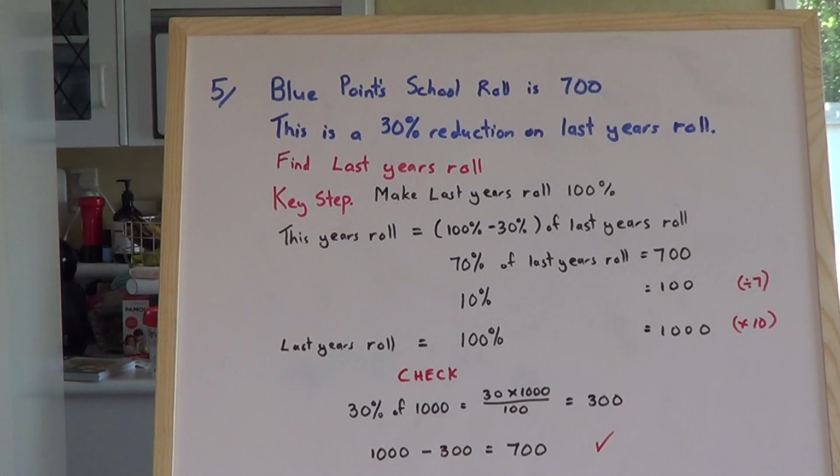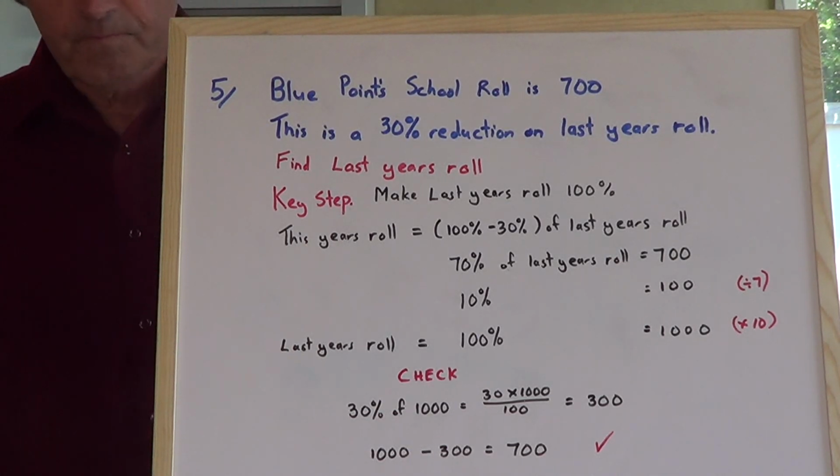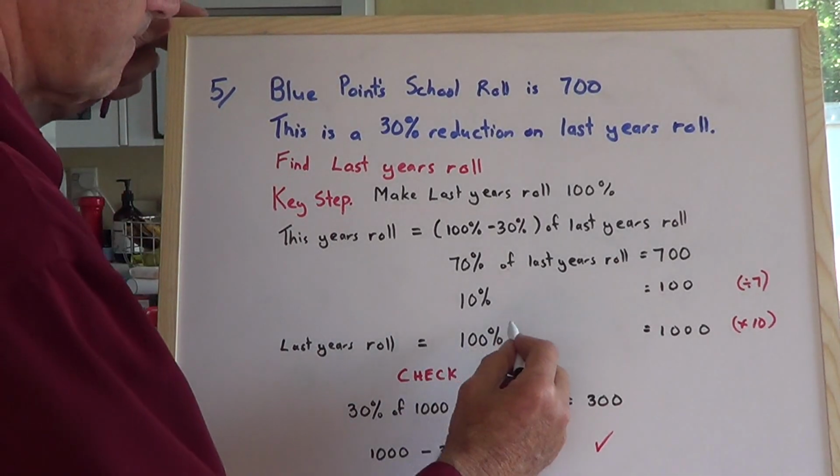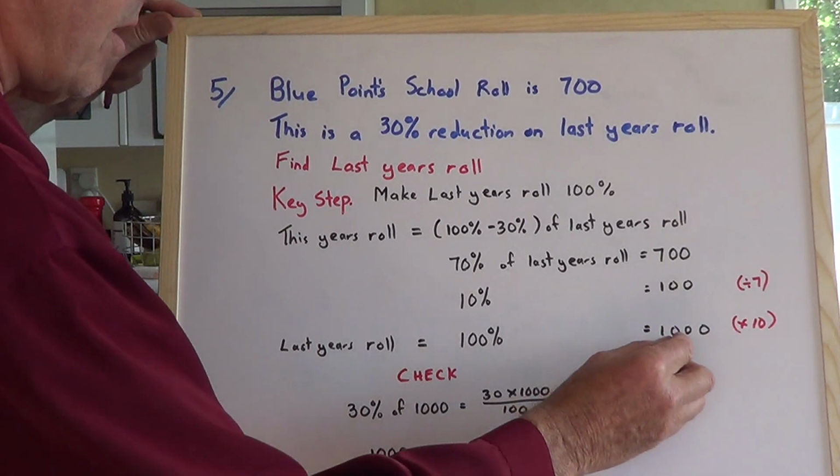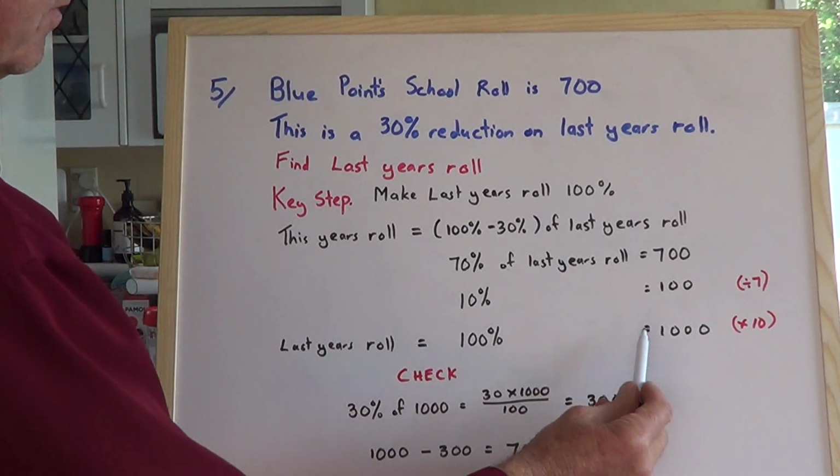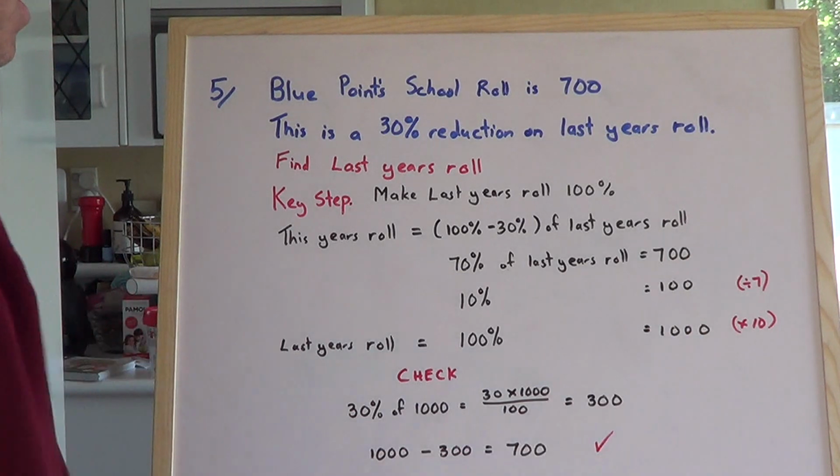I'll get a pen. There. Last year's roll is 100%. Oh, there it is. It's 1,000. Didn't look far enough. So that's 1,000 over there.